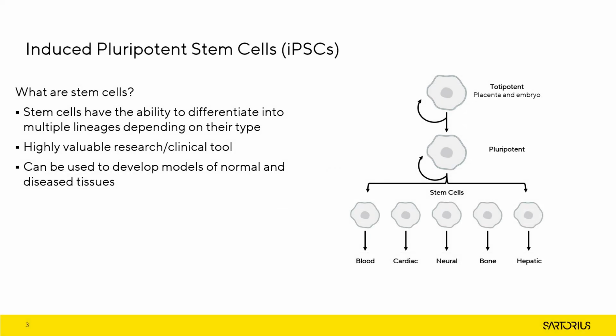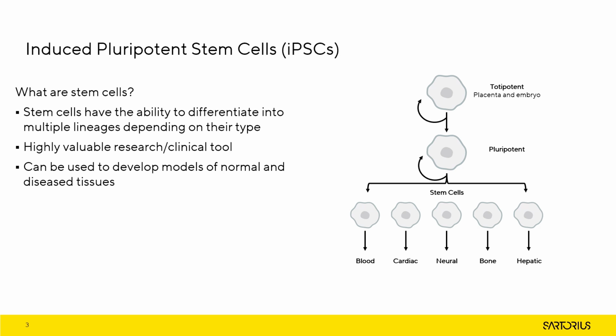So iPSCs, what are iPSCs? iPSC is an acronym for Induced Pluripotent Stem Cells. On this slide, I'll go over what stem cells are and their use cases in the clinic and in research in general. These cells are quite unique in that they have the ability to differentiate into multiple lineages depending on their type.